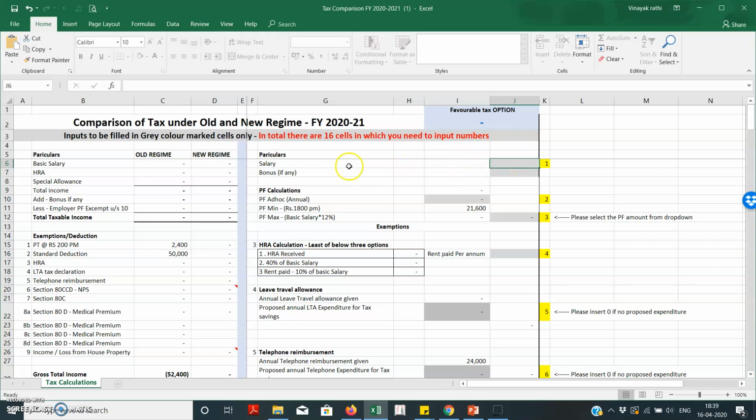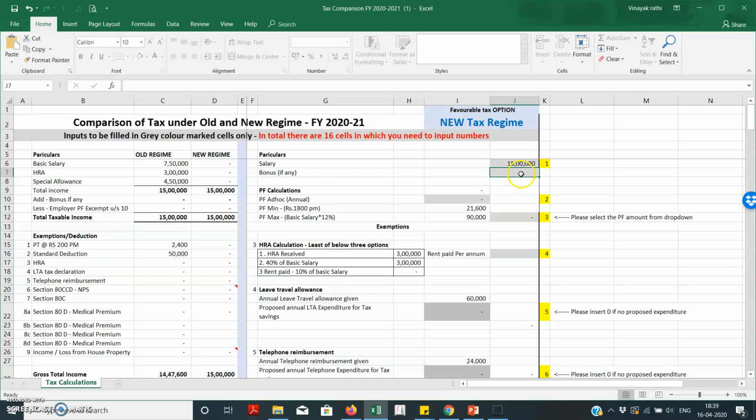We start with the first one, salary. Salary here refers to the gross salary for the full year, which in other words is CTC. You can refer to your offer letter or the latest payslip. For example, it's 15 lakh for the year.